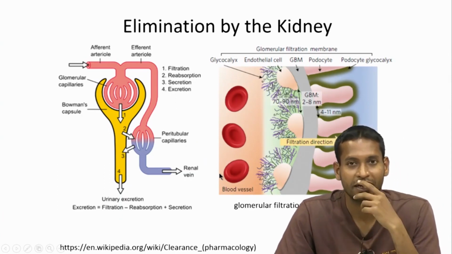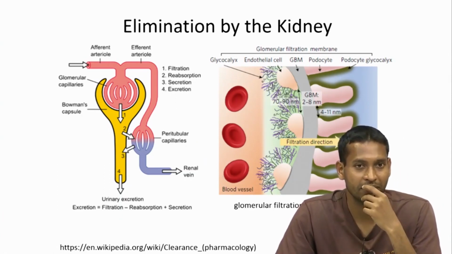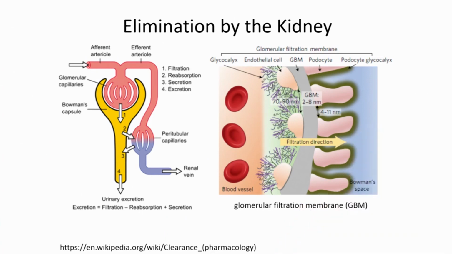So, let us talk about elimination by the kidney, since we said that this is going to be a major organ through which the elimination is going to take place. Essentially this is a small unit in the kidney called Bowman's capsule, and what we are seeing in red is lots and lots of blood vessels, very tiny capillaries called glomerular capillaries, that interact with the Bowman's capsule at very close proximity, as you can see here. Because of this close proximity, there is exchange of fluid, exchange of nutrients, and exchange of drugs at this interface.